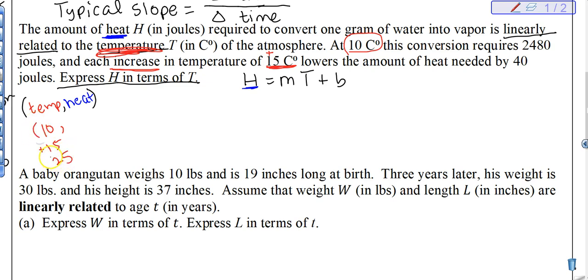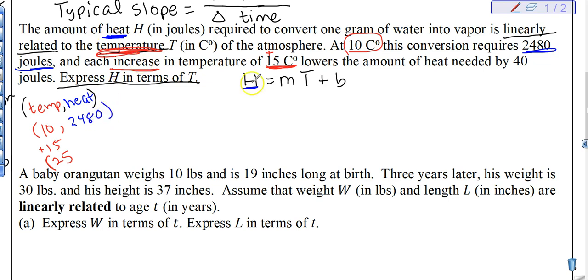25. Okay, so I have a point, and now I'm going to create another data point right here. Because as I increase 15, that's going to take my temperature to 25. It's going to give me another data point. Now I'm going to switch to my heat color, blue. Heat's red. I should have done my heat with red. Anyways, so let's go find my heat corresponding to 10 degrees Celsius, which is 2,480 joules, right? So there's my first piece of data for my heat.